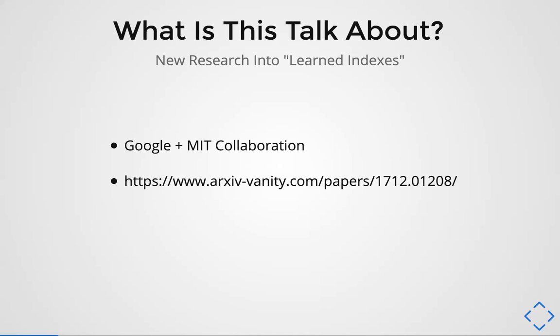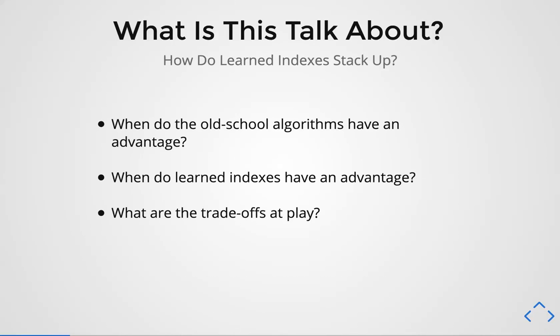And then we're going to compare those 2 strategies to the paper I mentioned, what Google and MIT published. That's a link to the paper on Arxiv Vanity. And then finally, we'll look at some of their results and look towards the future and see how indexes stack up. There are going to be some times when the old school algorithms still have an advantage over the new hot machine learning algorithms, but there's also some very interesting advantages that the machine learning paper describes, even for something as old and well studied as indexing, which I think is pretty cool.